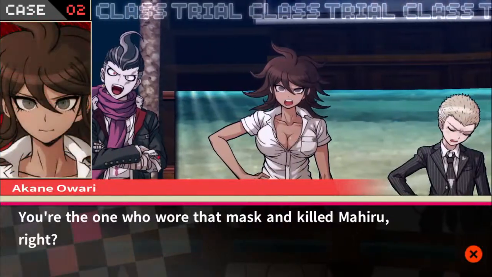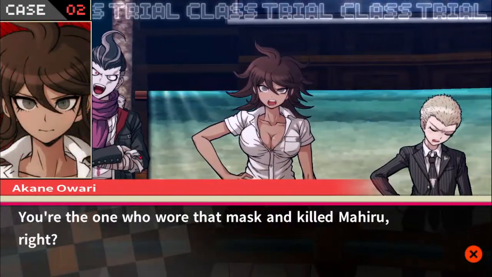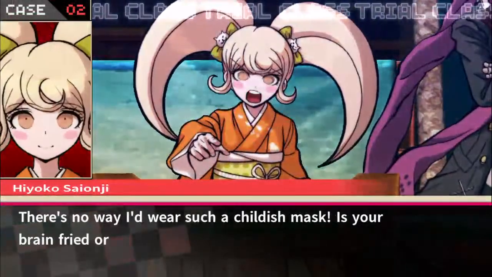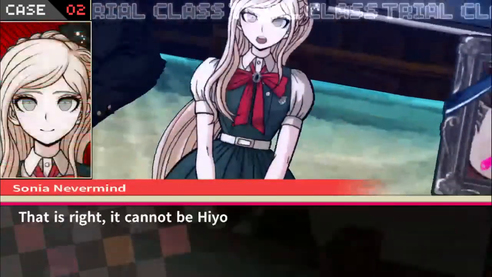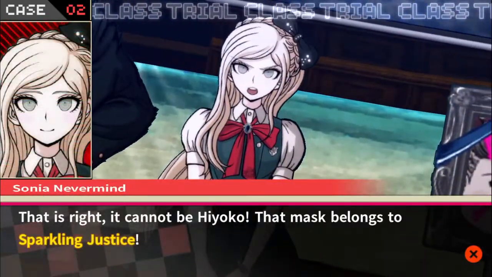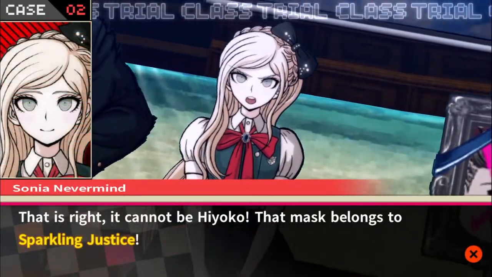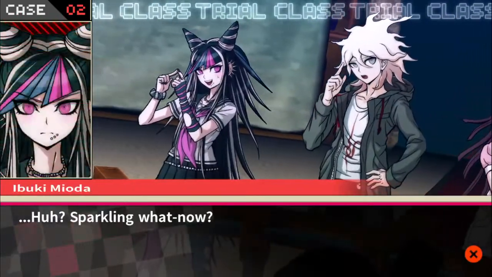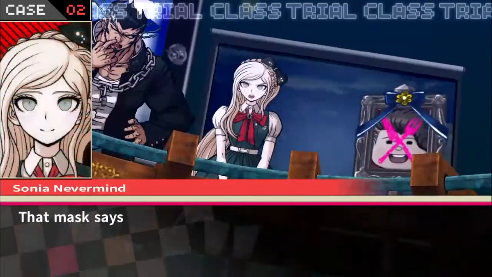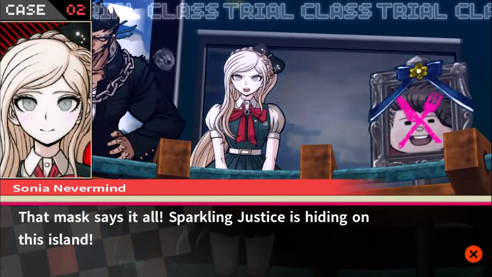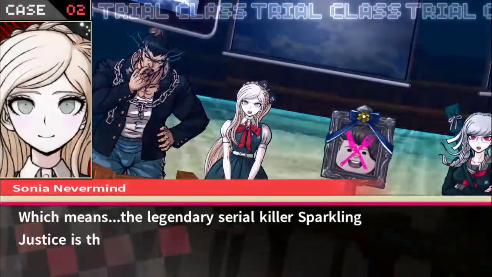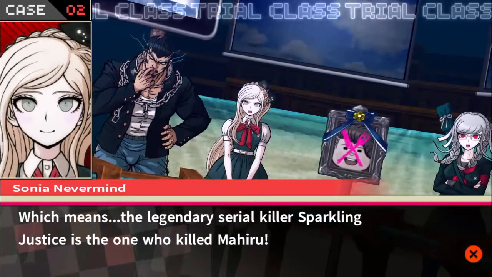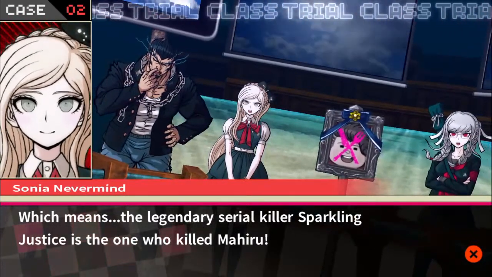You're the one who wore that mask and killed Mahiru, right? There's no way I'd wear such a childish mask! Is your brain fried or something? That is right. It cannot be Hiyoko. That mask belongs to Sparkling Justice! Huh? Sparkling what now? That mask says it all! Sparkling Justice is hiding on this island! Which means the legendary serial killer Sparkling Justice is the one who killed Mahiru!